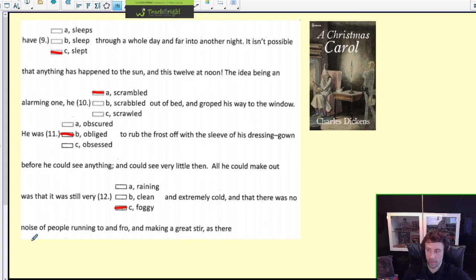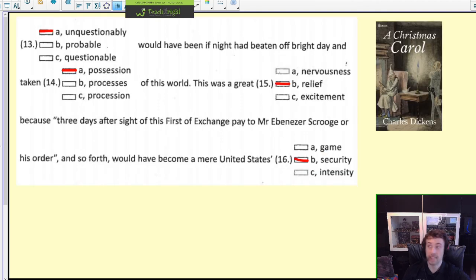All he could make out was it was still very foggy and extremely cold, and there was no noise of people running to and fro and making a good stir, as there unquestionably would have been if night had beaten off bright day and taken possession of the world. Again, that means it would have been a raucous stir, lots of noise, if suddenly the sun hadn't come up one morning.